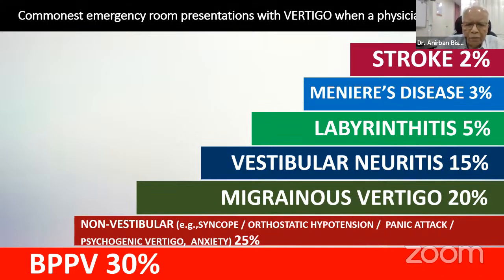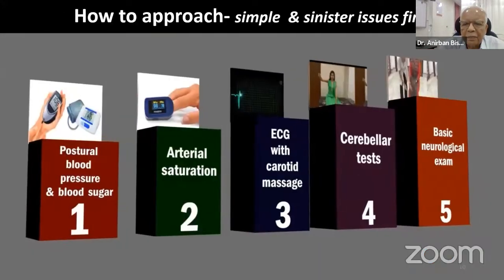developed the acute vertigo. Okay, so if you remember the treatment of BPPV, be careful to rule out the non-vestibular causes like syncope, orthostatic hypotension, panic attack, psychogenic vertigo, anxiety. If you are able to diagnose migrainous vertigo, which one is vestibular neuritis, which one is labyrinthitis, which one is Meniere's disease, and which one is stroke, your job is more or less done. So it's not a very big thing, and this is easy for any physician to pick up perfectly.